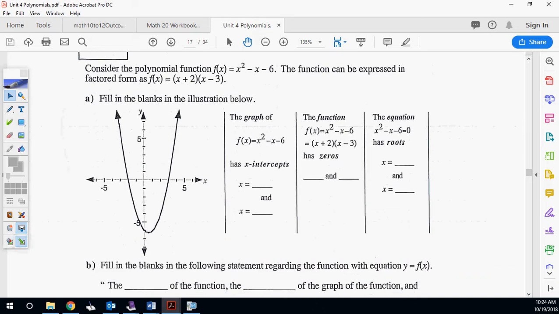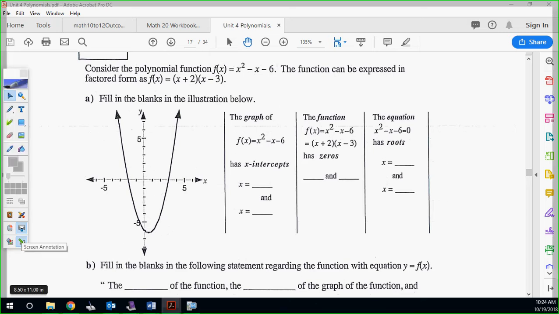We kind of know with this, okay, I hope you remember, the graph of x squared minus x minus 6. If I just go ahead and factor this real quick, it's going to be x minus 3, x plus 2. And so I know that my zeros are 3 and negative 2. Okay? X-intercepts, zeros, and roots are the same thing. So 3 and negative 2, those are all of your roots and x-intercepts and zeros.